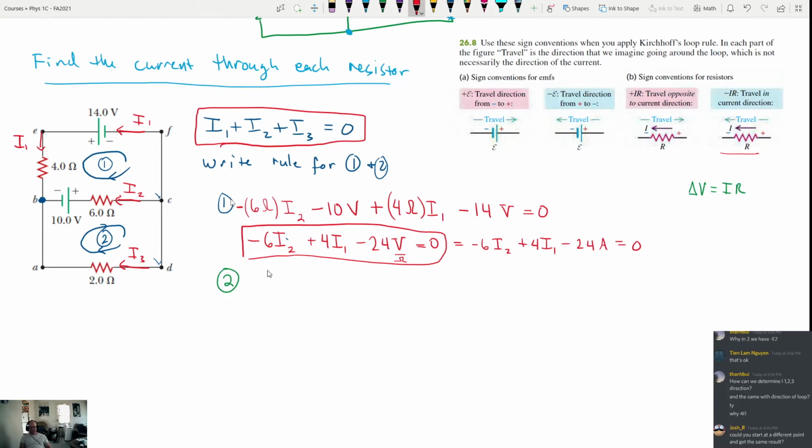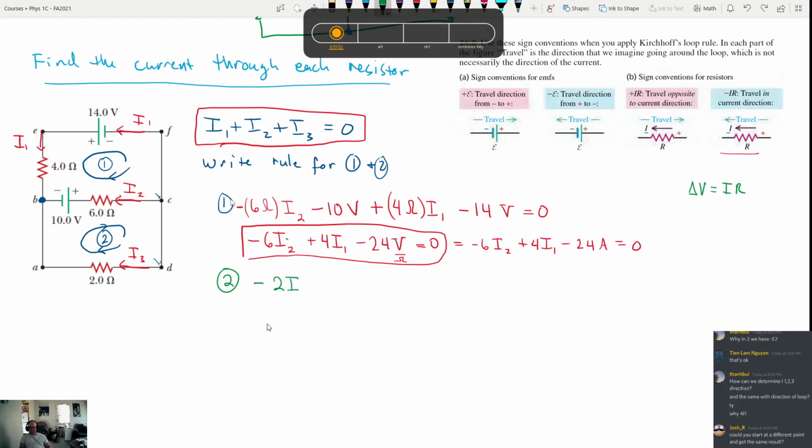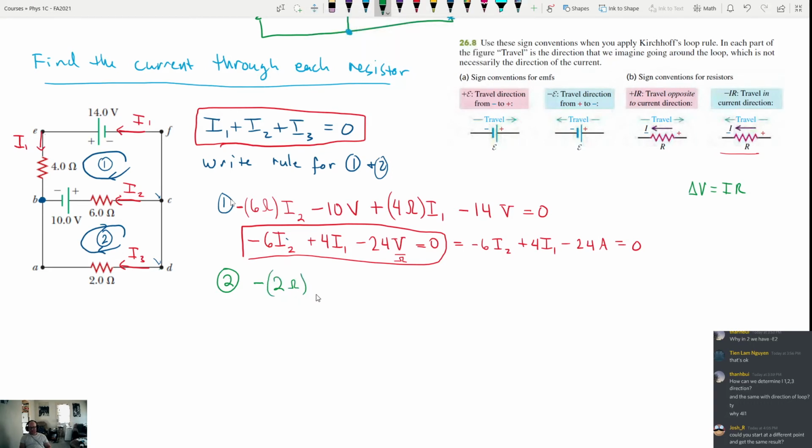All right. For loop 2, what we have is we start at point D. We have I3 times 2. That's going to be negative 2I3. Okay, I'll leave the ohms in for one line. So 2 ohms times I3. Negative because we're going with the current.